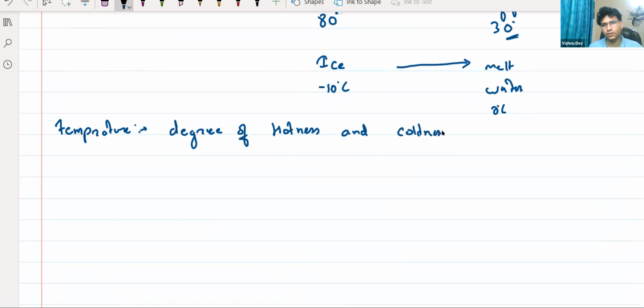Coldness, right? But see, this is okay. This definition is according to our syllabus. I want you to understand it better. What happens? What's the exact meaning? Okay, now think about it.